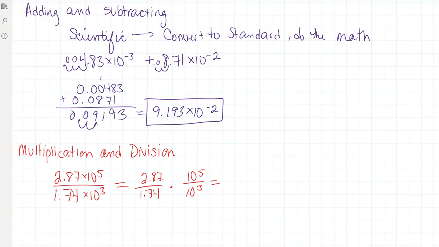2.87 divided by 1.74, and that simplifies down to 1.65. And now I can rewrite that. There we go. And now I know that 10 to the 5th divided by 10 to the 3rd is 10 to the 2nd. And so I can rewrite my numbers here. I figured this out based on our exponent rules. If I divide exponents with the same base, you can subtract. If you multiply exponents with the same base, you can add them together. So just a little bit of a review.